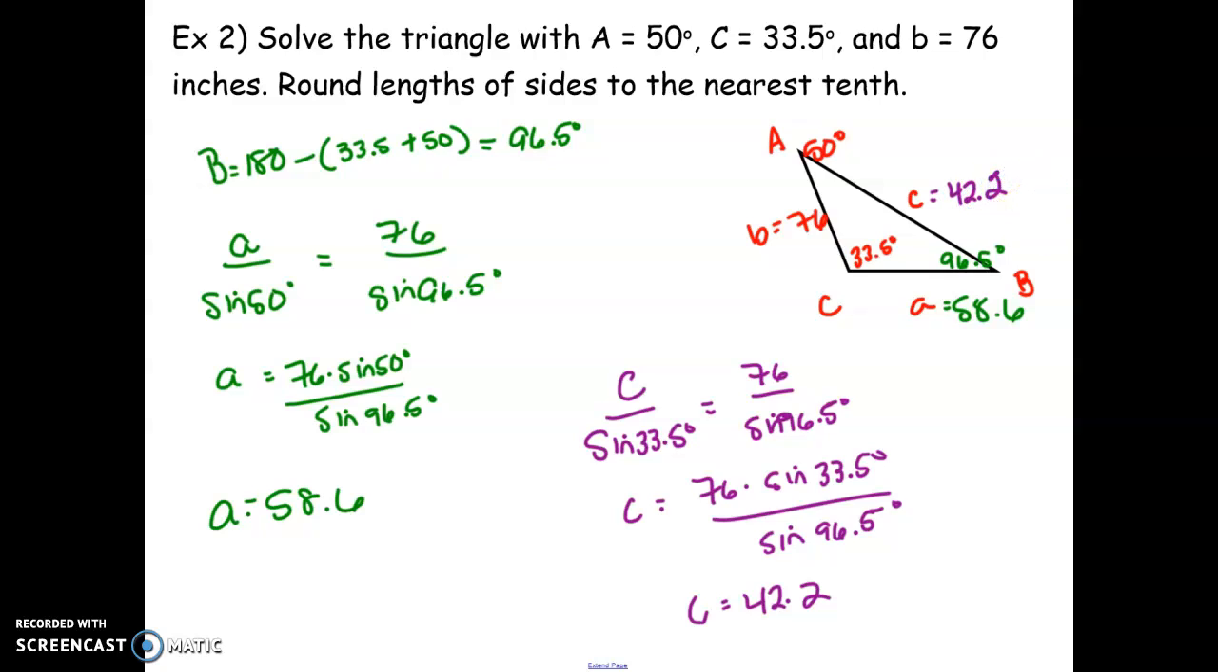Okay, and that's what you're doing with angle angle side and angle side angle. Check out the next video to see the ambiguous case.